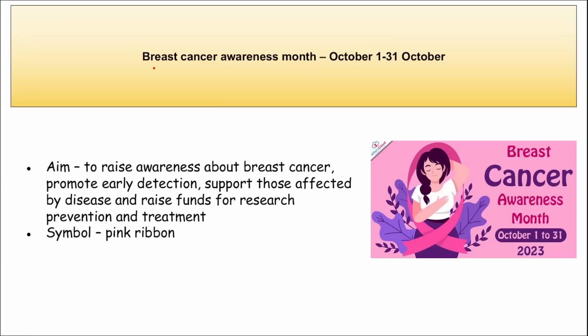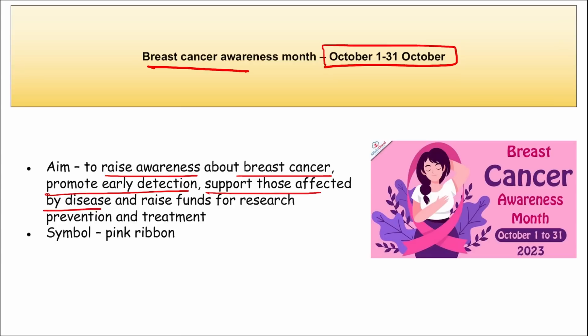Next becomes your Breast Cancer Awareness Month. This month is observed from 1st of October to 31st of October. Generally the aim here is to raise awareness about breast cancer, promote early detection, support those that are affected by this disease and raise funds for the research, prevention and treatment of breast cancer. Then the symbol that you need to remember for this month is the pink ribbon, right? Pink ribbon. Also, October is observed as the pink month, for the awareness of breast cancer.